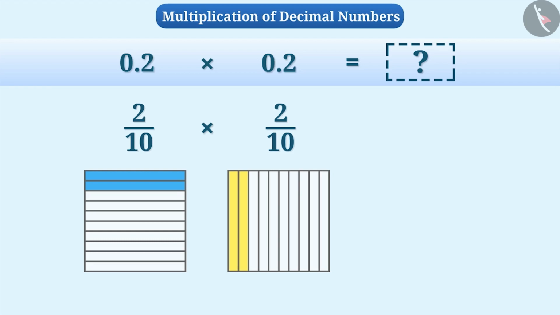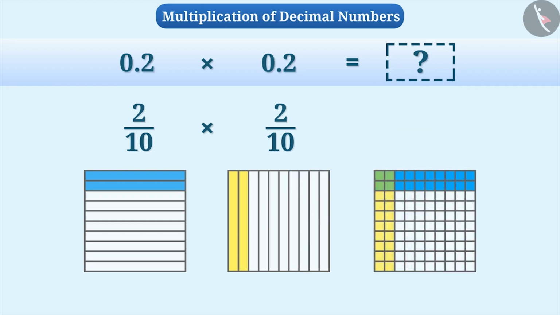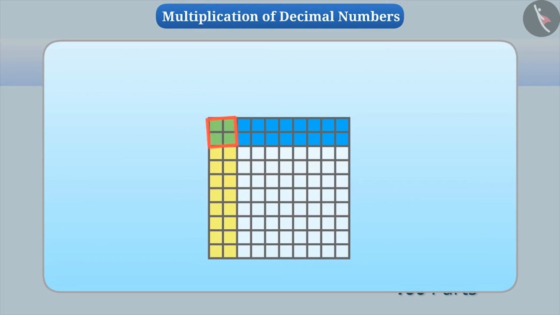To find the value of 2 by 10 multiplied by 2 by 10, we will place the squares one above the other. By doing so, we will get a total of 100 equal parts. The value of 2 by 10 multiplied by 2 by 10 will be the common part of both squares. Can you tell me what will be the common part of these squares? Think for a while. Absolutely correct. Here, among both the squares, 4 out of 100 parts are common.